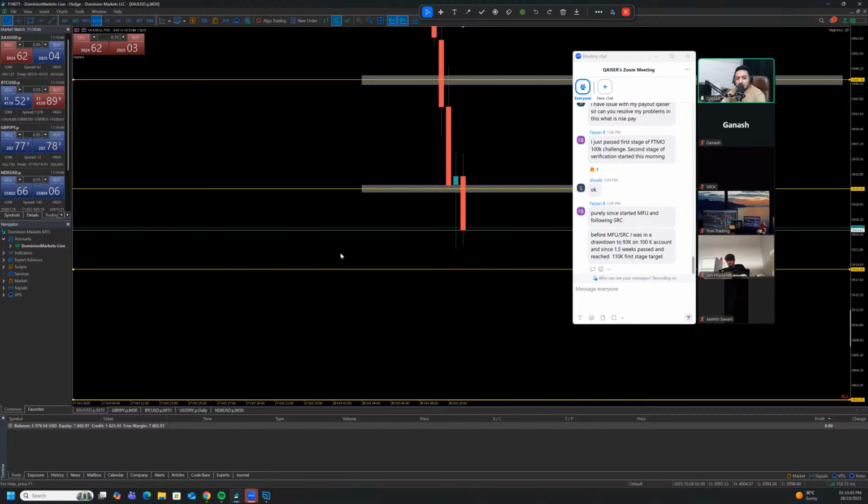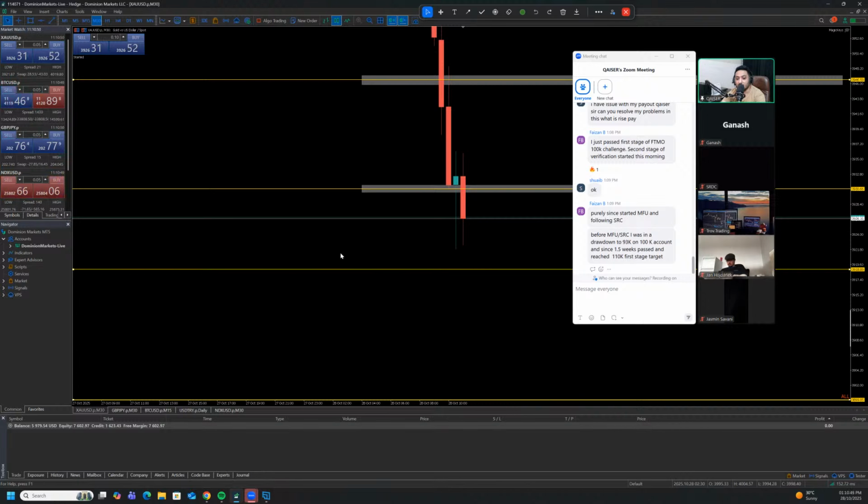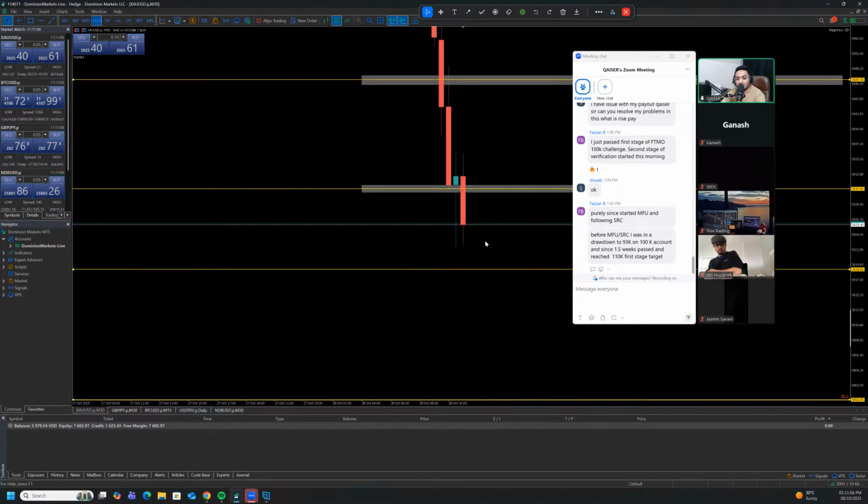Before MFU SSE, I was in drawdown to 93k on 100k. And since 1.5 weeks passed, I reached the 110k first stage target. Wow, look at this one. He was sitting at negative 7% drawdown, and after joining SRC, he made a bunch of money, might be more than 17k. He passed the first phase. Wow, great.